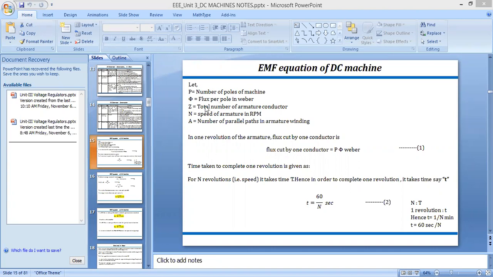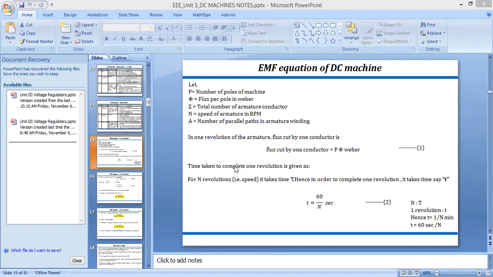Flux means flux per pole. If we have a pole, we measure the flux introduced in each pole, and we can measure this flux in the Weber unit. Z is the number of armature conductors. As we know, when we are using the DC machine or the DC generator, we take the armature conductors, because here we need to produce the EMF or use the EMF. So Z is the number of armature conductors.